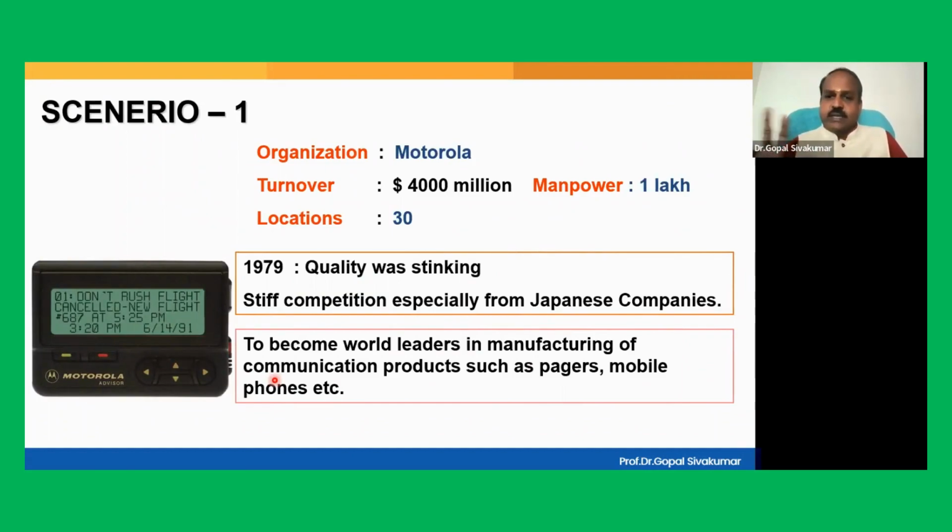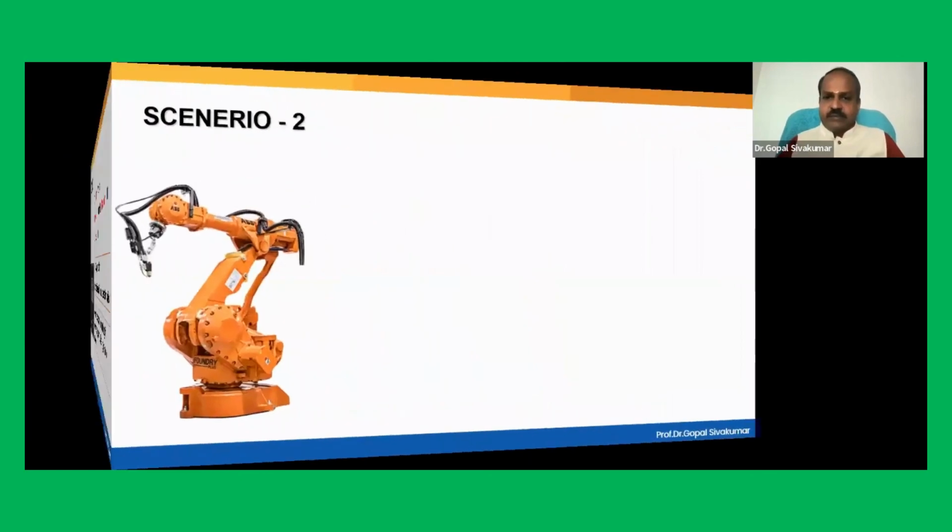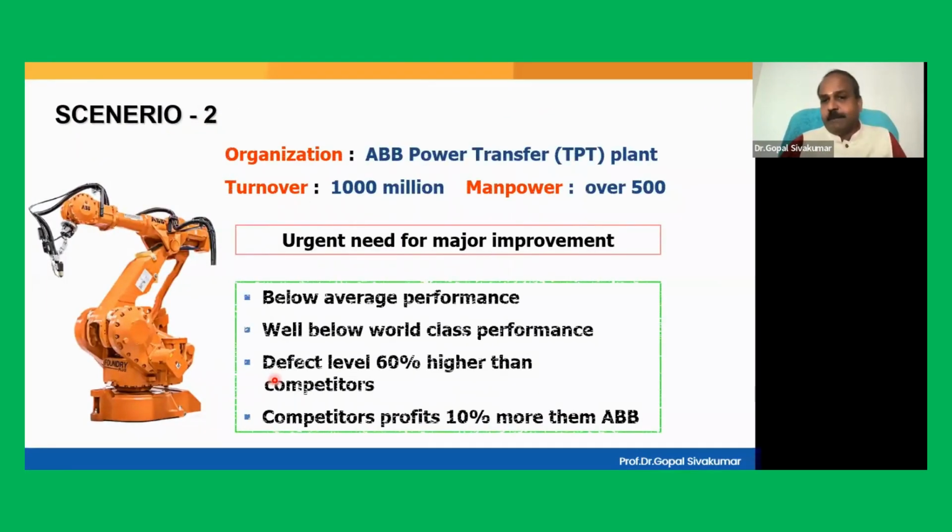So Motorola, you can see the numbers behind Motorola, the turnover, the manpower, the location. And before the mobile phones, they also introduced pagers. You can see it. And the reason for embracing Six Sigma is stiff competition, especially from the Japanese companies. And moreover, the motivation is they wanted to become world leaders in manufacturing of communication products, such as the pagers and mobile phones. Another company which adopted Six Sigma in the earlier stage is ABB, Asea Brown Boveri, a Swedish-based company which is into robotics as well as electrical equipment, heavy electrical equipment manufacturing.